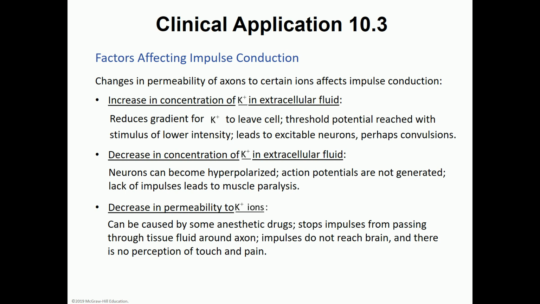What about if there is a decrease in the concentration of potassium in the extracellular fluid? So the person has hypokalemia. Now the neurons can be hyperpolarized, meaning that we have pretty much numbed the nerves. It is very hard to generate an action potential, and that can lead to muscle paralysis. And that is why potassium levels are extremely important to maintain. Something to keep in mind, especially if somebody is taking hypertension medicine or diuretics in particular.